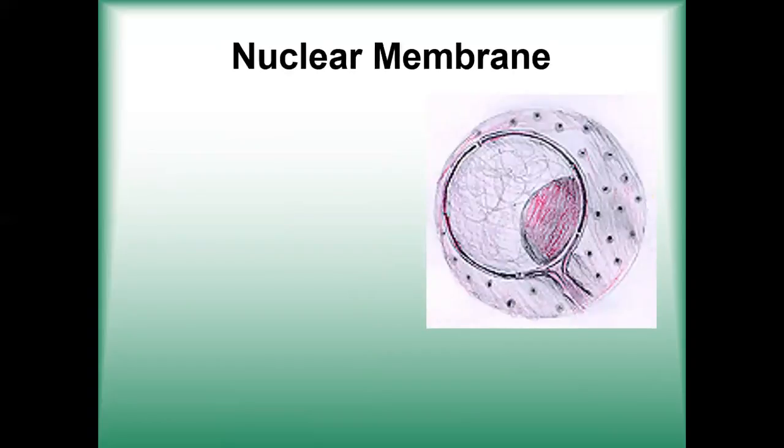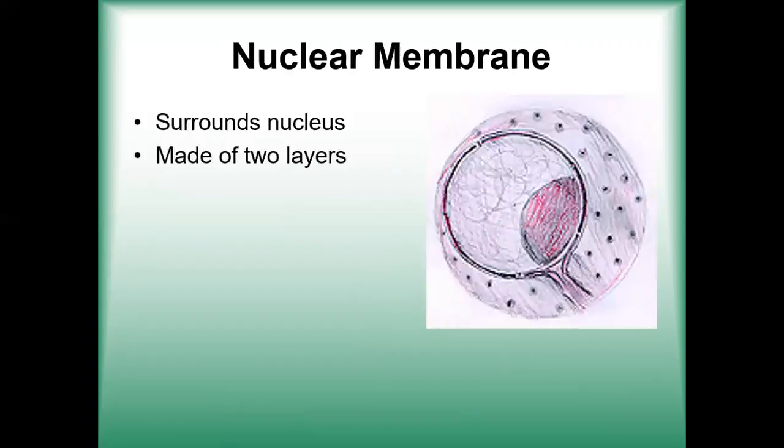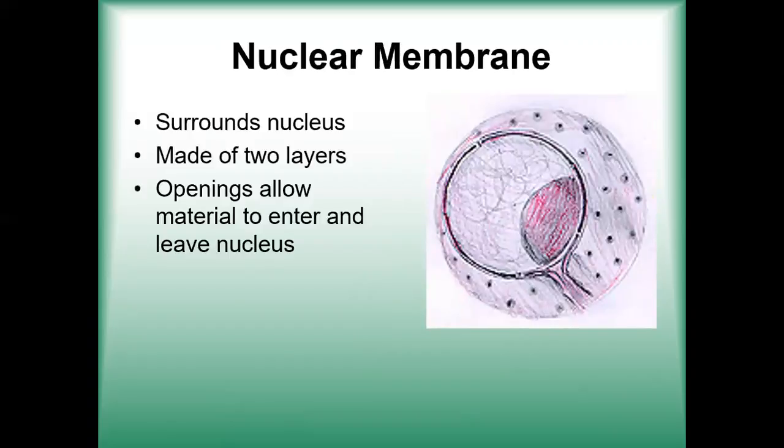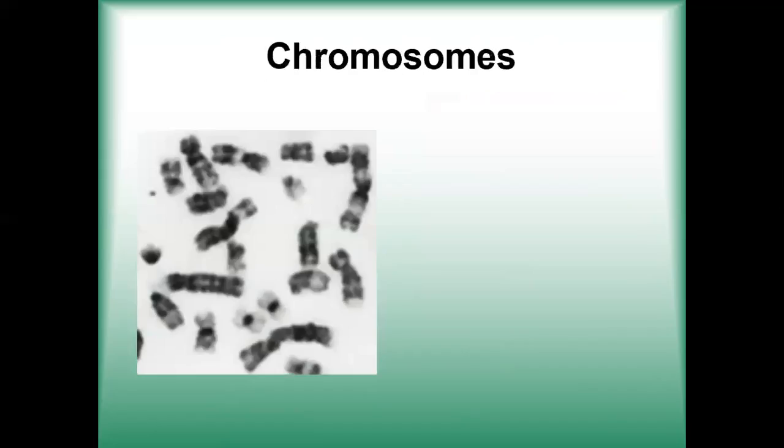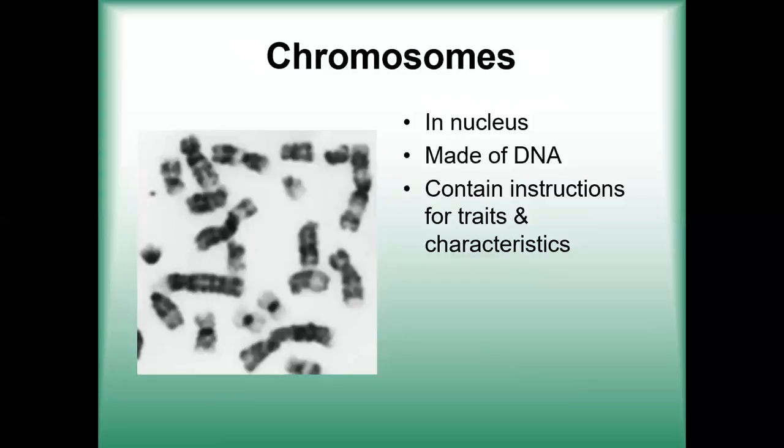The nuclear membrane surrounds the nucleus, made up of 2 layers just like the cell membrane, and it has openings to allow material to enter and leave. Mostly ribosomes, because they make the proteins for the DNA. Now, there are chromosomes in the nucleus. The chromosomes are made up of DNA. They contain instructions for the traits and your characteristics. So these are the parts of the DNA that make you, you.